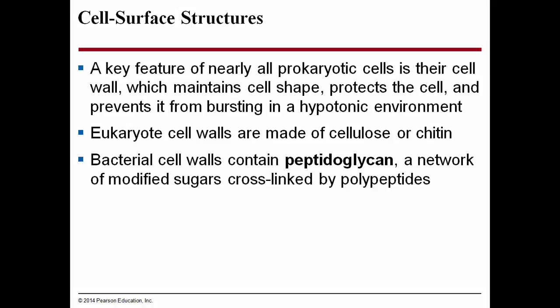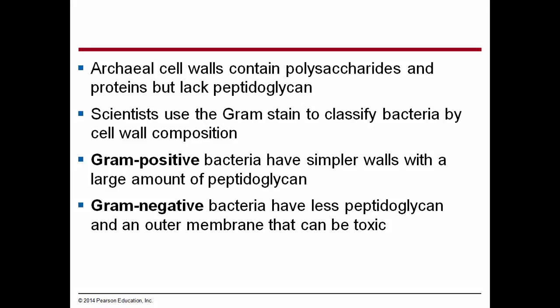Eukaryotic cell walls are made of cellulose or chitin. Bacterial cell walls contain peptidoglycan, a network of modified sugars that's cross-linked by polypeptides. This layer can help us identify different prokaryotes and classify them according to their nature. Archaeal cell walls contain polysaccharides and proteins but lack peptidoglycans.